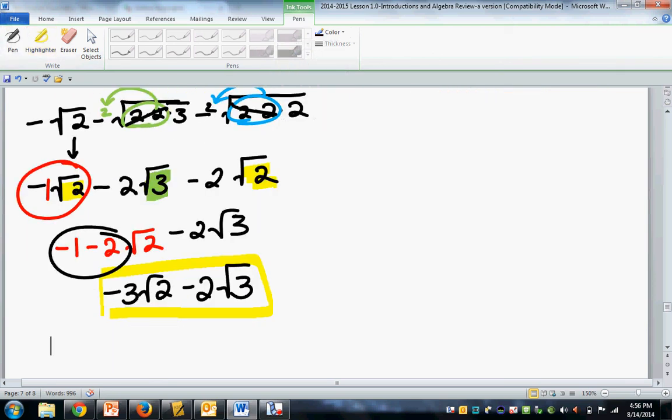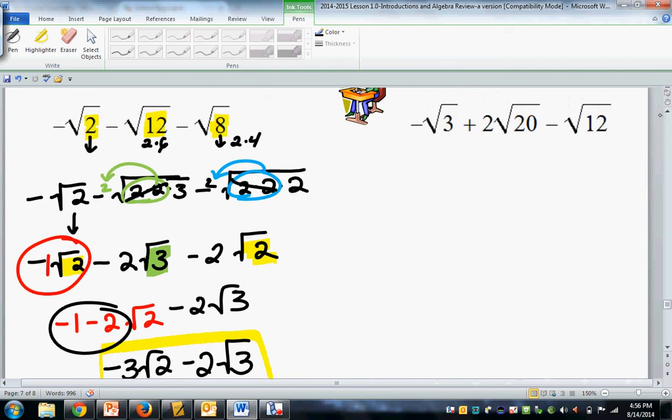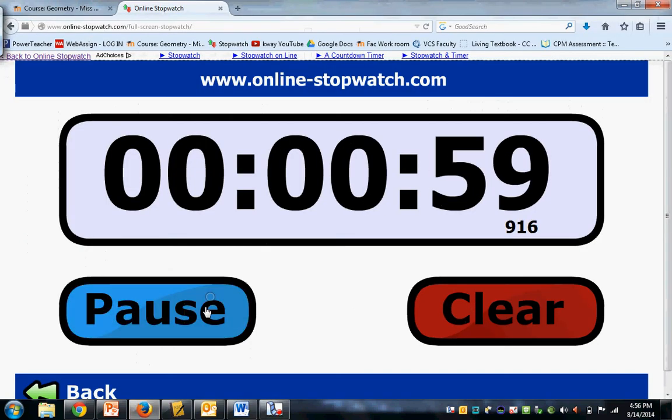Try to follow the same process on the right-hand side. They give you, again, a minute. You want to factor it out, simplify, try to follow the same steps. You have a minute, go.